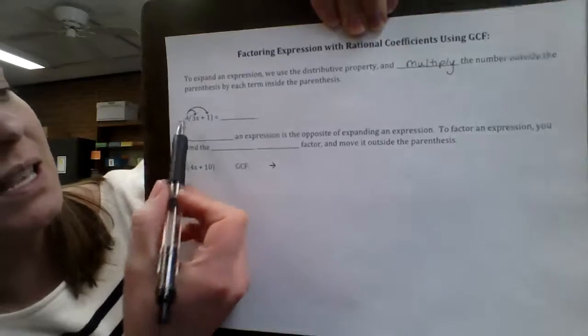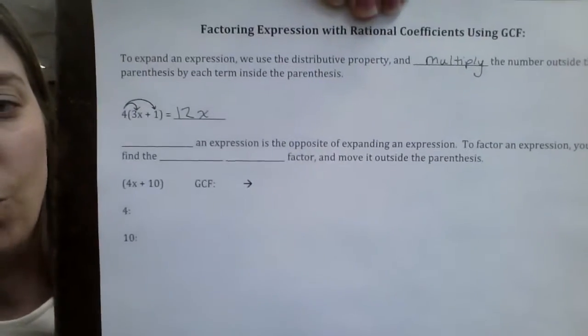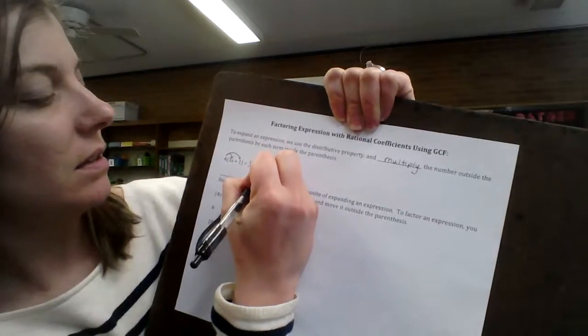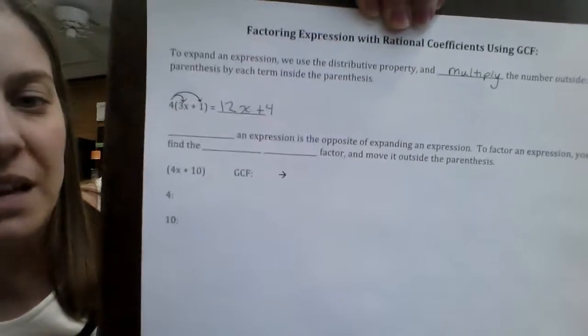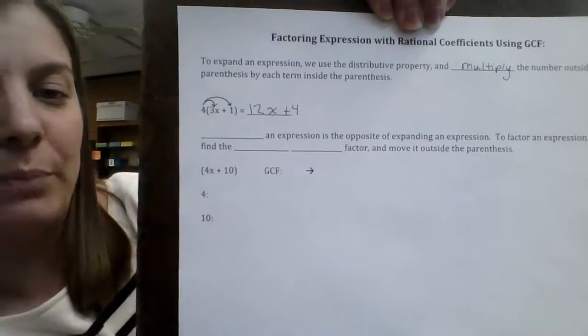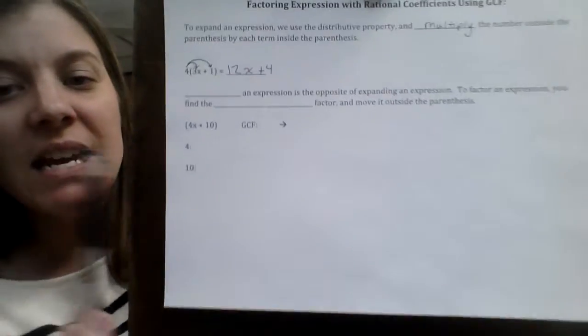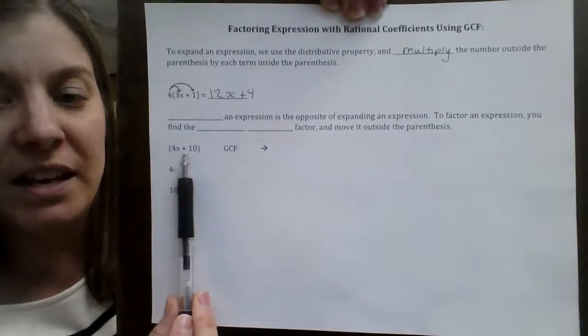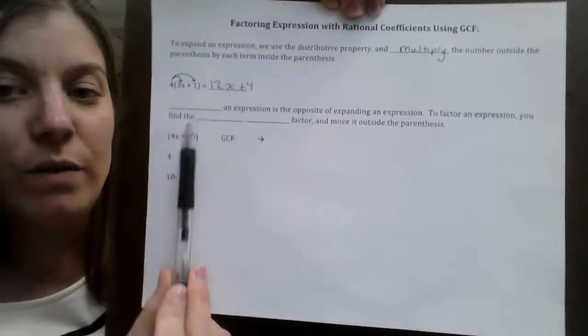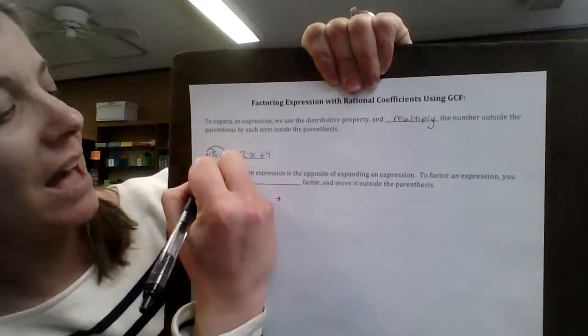So to expand this, 4 times 3x is 12x. 4 times 1 is positive 4. Okay, so that's doing distributive property. Remember, whatever's out here, we multiply to both things on the inside. All right, now what's going to happen is when you factor something, you're going to get this, and you have to create that.